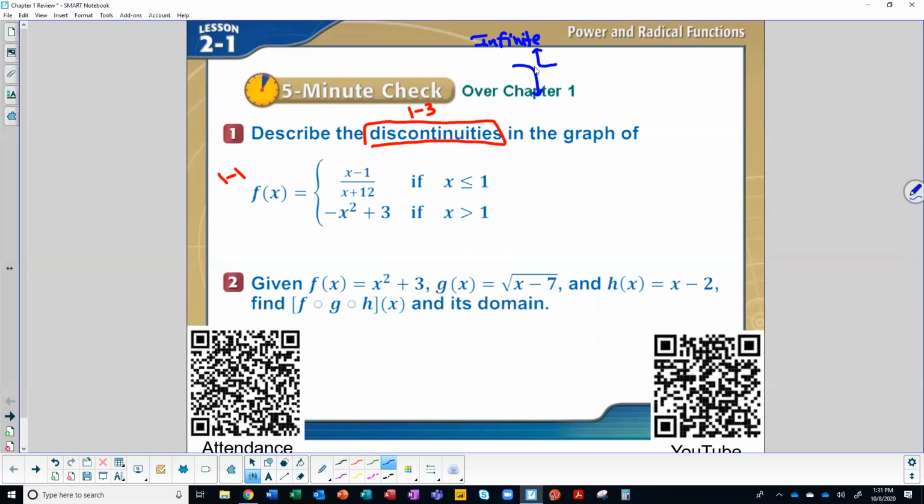So you can have infinite when it breaks and goes to infinity. You could have removable, when it looks like it's one connected piece, but there's just a little hole that actually separates the 2 pieces of graph. That's removable. And then there's also another one called jump. And that's when the graph literally jumps from one place to another and continues on.